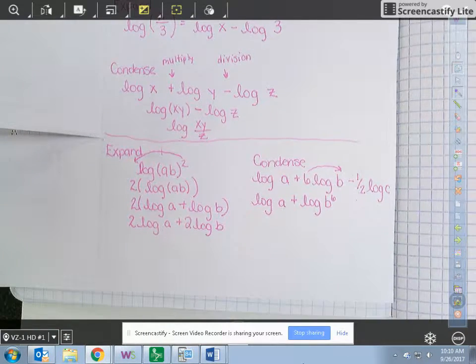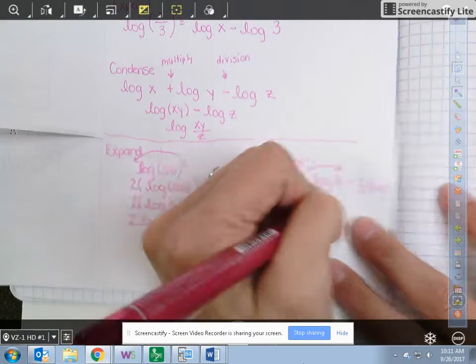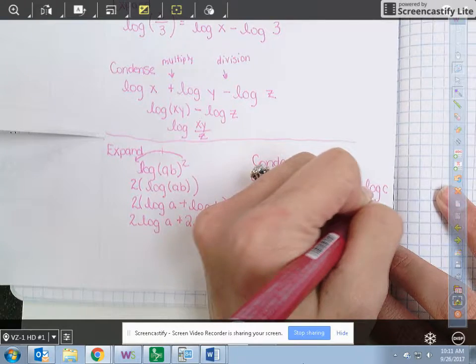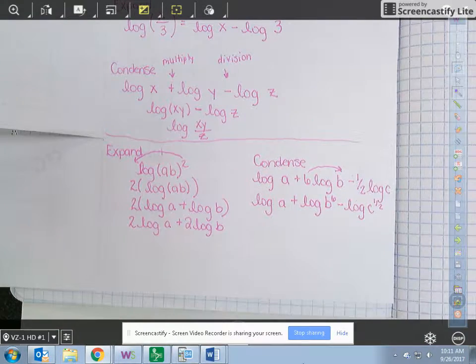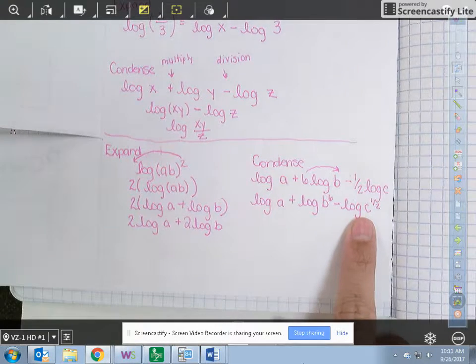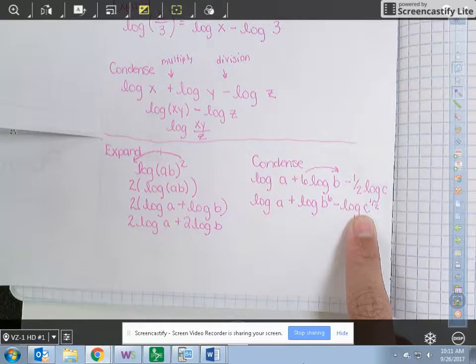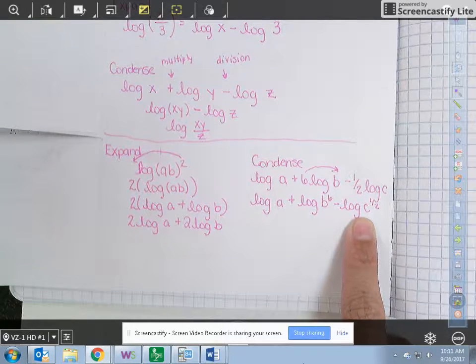What about if there's a 1/2 in front? The exponent is 1/2. When we played war last class, anything to the 1/2 power was the same thing as a square root. So you can either leave it as c to the 1/2, but if you're given a multiple choice question and they change that to the square root of c, it is also correct.